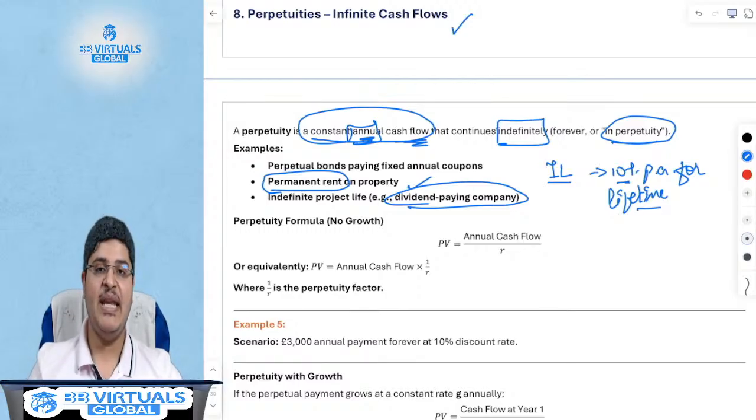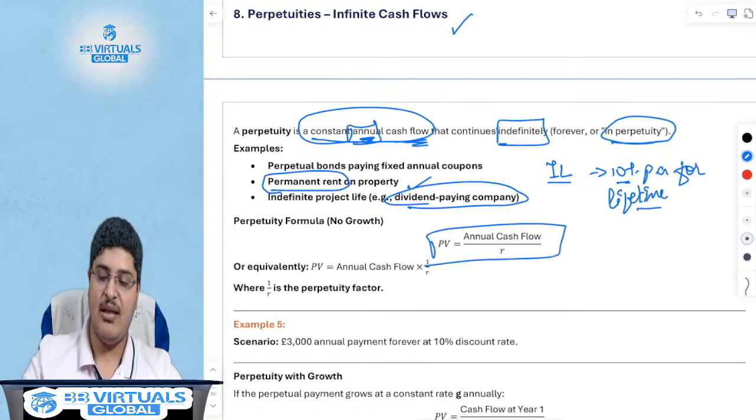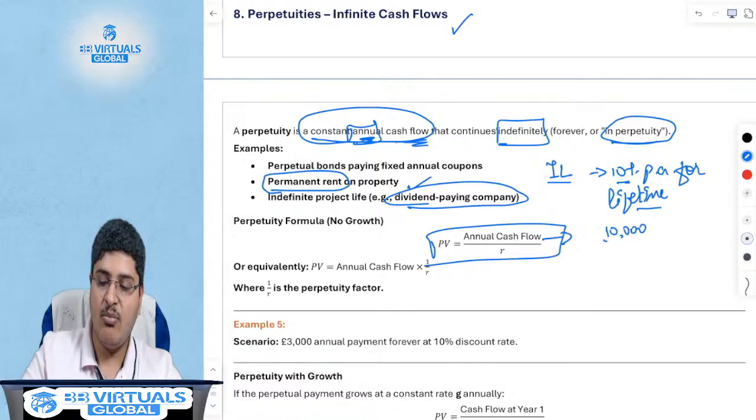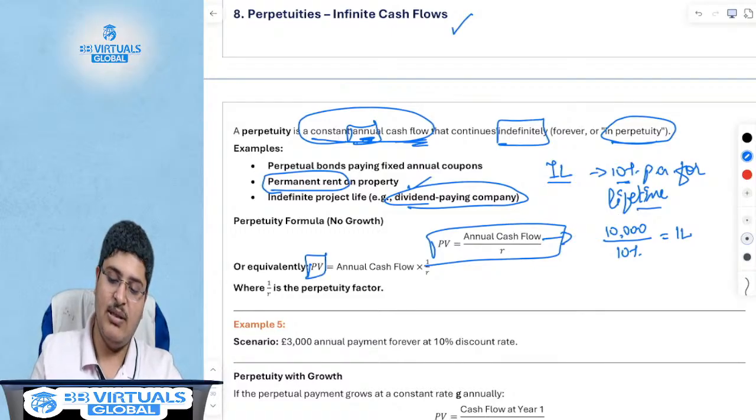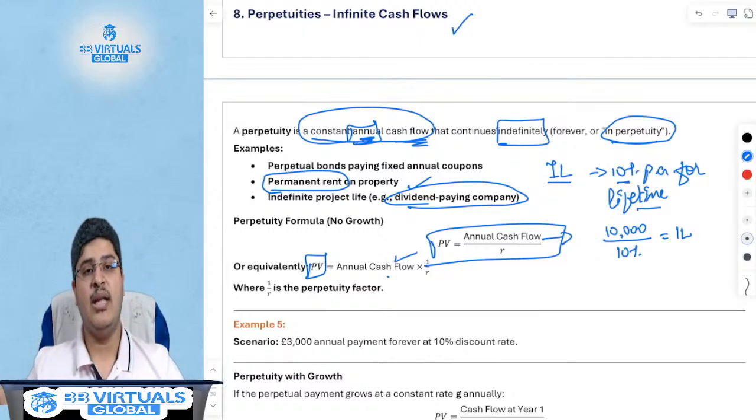The formula is very simple. It is nothing but the annual cash flow. What is the annual cash flow? If I was to invest 1 lakh rupees at 10%, it would have been 10,000 rupees. The annual cash flow of 10,000 rupees divided by r, the discounting rate of 10%, is nothing but 10,000 divided by 10%, which is the 1 lakh rupees. So for perpetuity, the present value is nothing but the annual cash flow divided by the discounting rate.